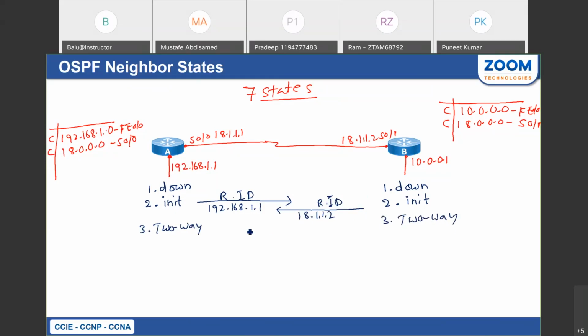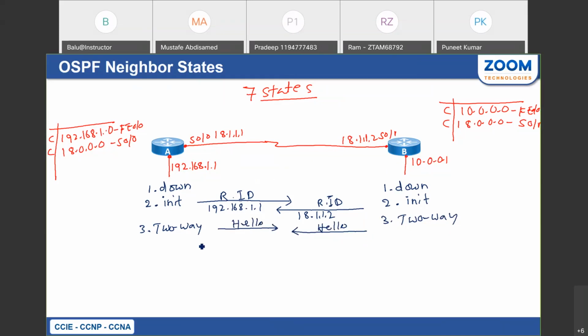In two-way state, we send hello packets, hello messages. Hello router. Yeah, hello neighbor. I have seen your hello. Now A will come to know B is active. Okay, my neighbor is active. Now B also will come to know A is active. Okay, my neighbor is active. Now A and B become neighbors. We keep on maintaining our neighbor relation.